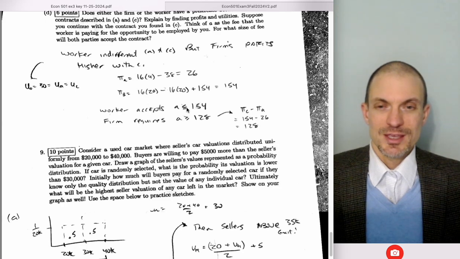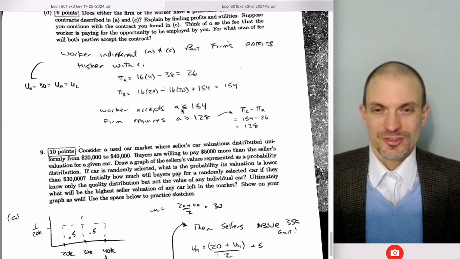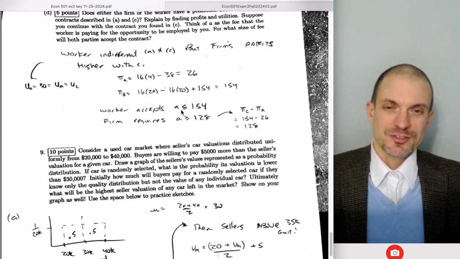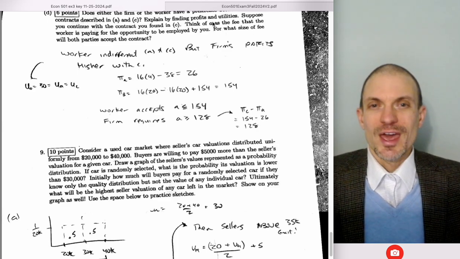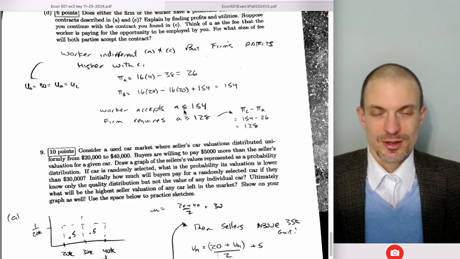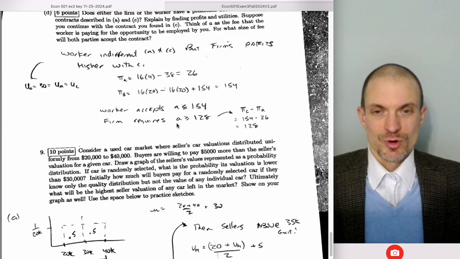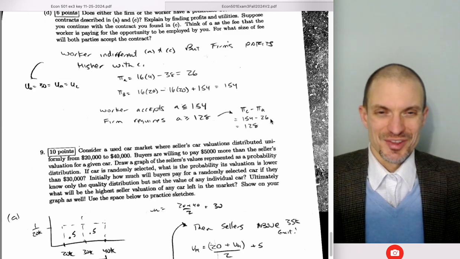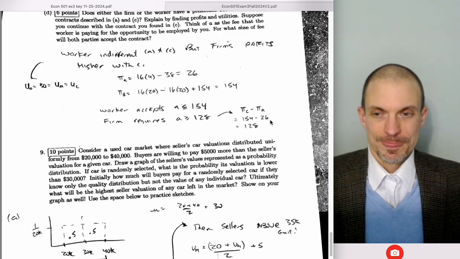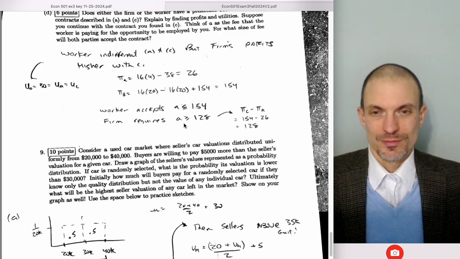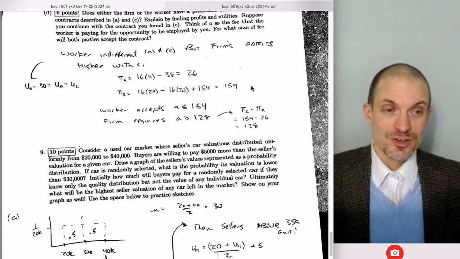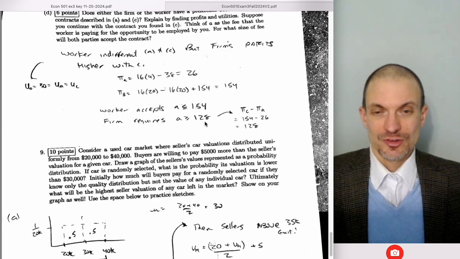So the worker is going to accept an A of less than or equal to 154. A is how much the worker's paying us, right? And so they're going to pay us no more than 154. If they paid us more than 154, they would rather take their outside option. The firm's going to require at least 128, because otherwise we'd be better off with our fixed contract. So the range of acceptable A's, or fixed wages, is going to be from 128 up to 154.